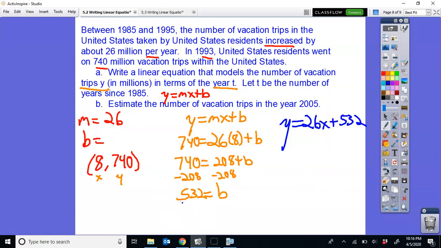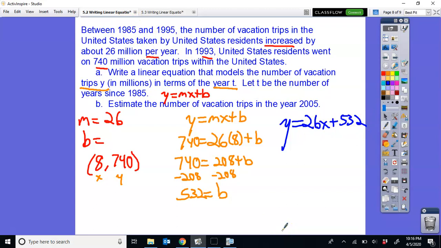What does it mean realistically in real life, though? In real life, it means the number of trips is going up 26 million per year, and it started at 532 million in 1985. Remember, the 740 million is 1993, not 1985. So that's why this right here is the beginning amount. It's the actual number in 1985.